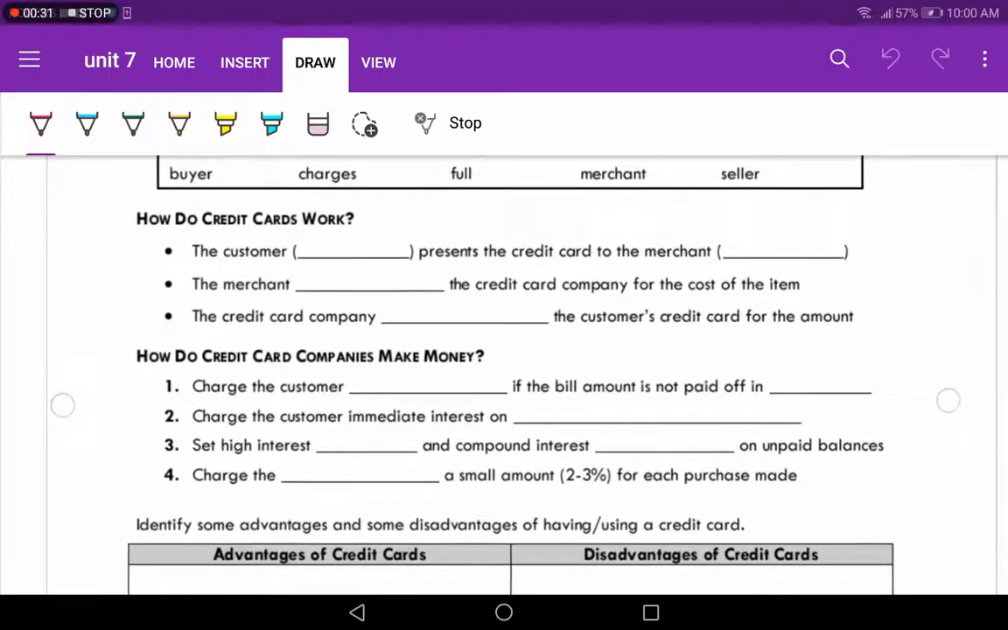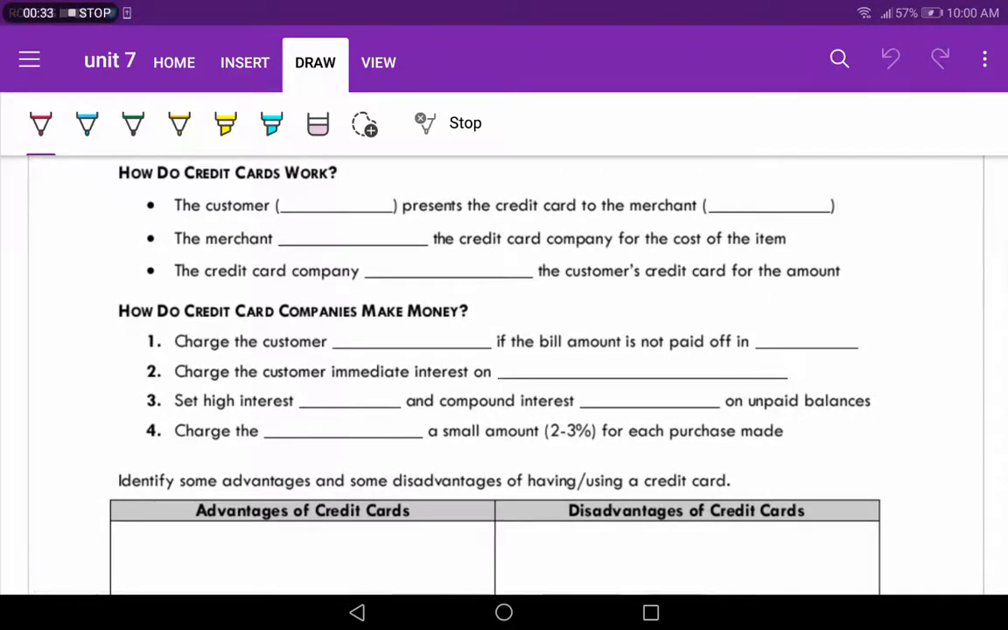So, we don't really have to, we can kind of ignore that. So how do credit cards work? So the customer presents the credit card to the merchant. So the customer is the buyer who presents the credit card to the merchant, who is the seller. And a lot of this you're obviously going to understand because you guys likely have at least debit cards, if not credit cards.